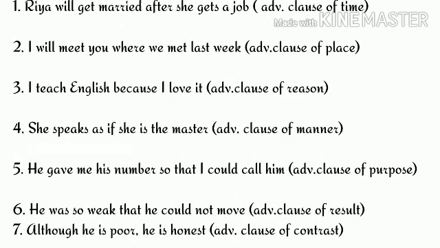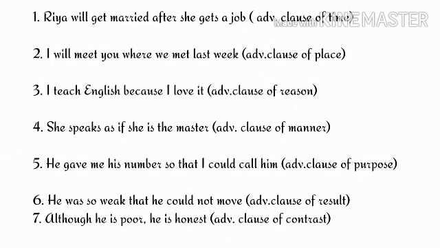Adverb clause of time is the clause which is introduced by subordinate conjunctions like when, whenever, while, after, before, since, as long as, till, until, etc. So let us look at an example of adverb clause of time.